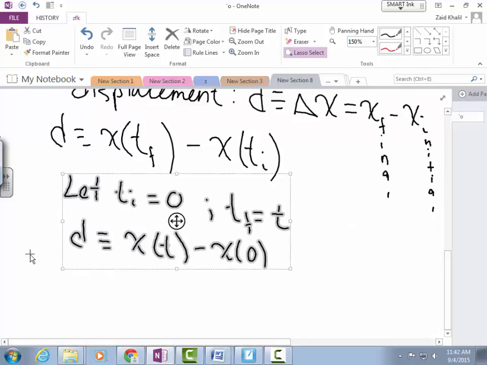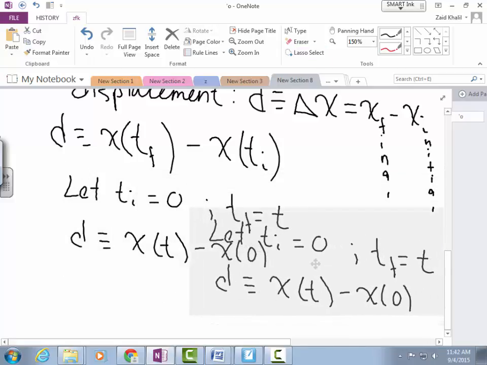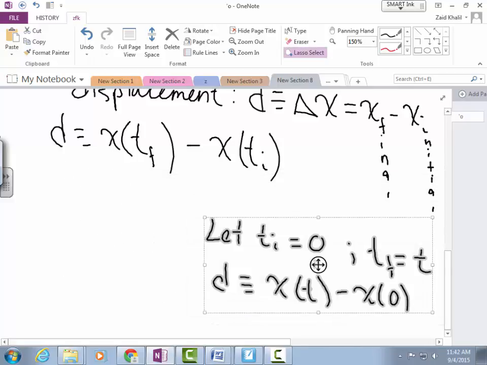So I'm going to take this, and before I do this, have you ever seen anybody use this app? It's very cool. This is Microsoft OneNote. So I'm going to move this here, and I'm going to actually write out what displacement is.